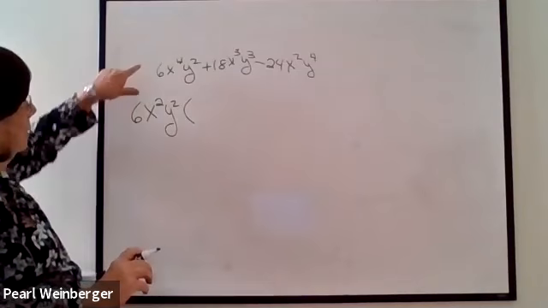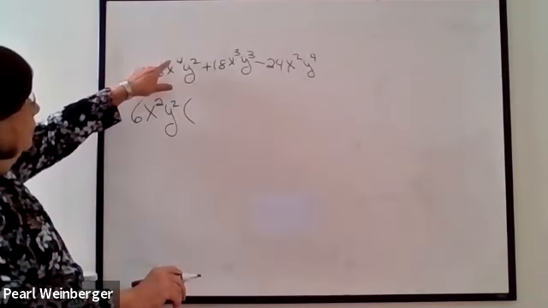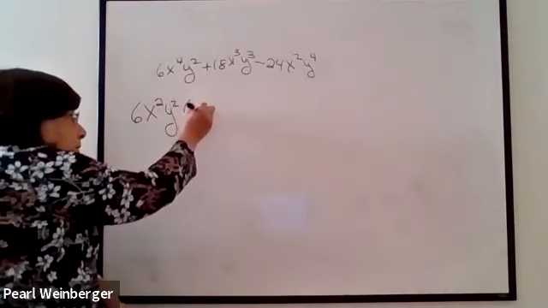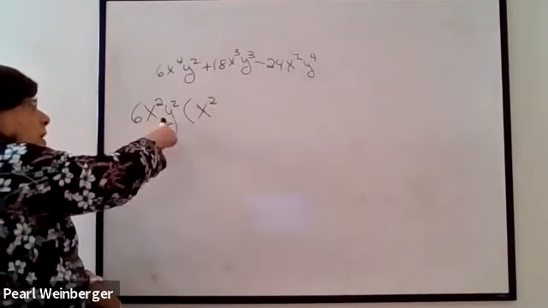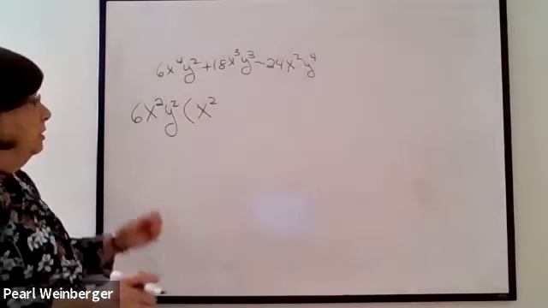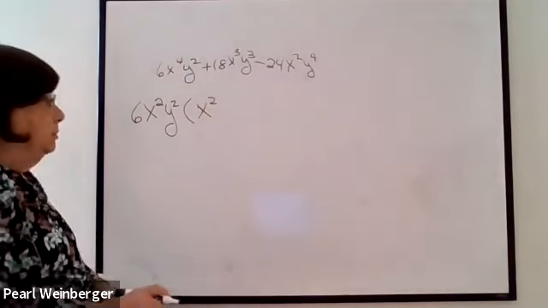So the 6 cancels into the 6, gone. X squared divides into x fourth. Remember, 4 minus 2 is 2. That gives me x squared. The y squared into the y squared cancels out. I'm not left with any y's there because it's really y to the 0, which is just the number 1.